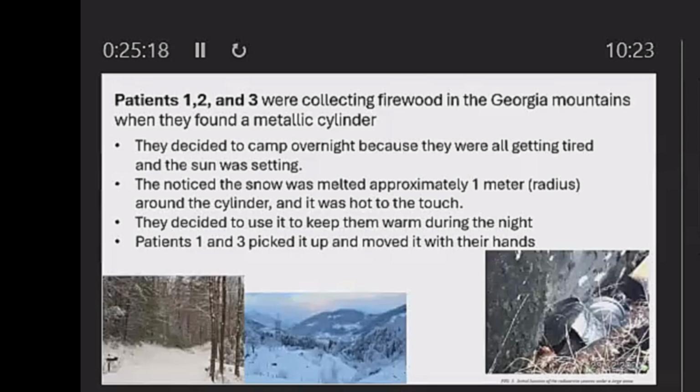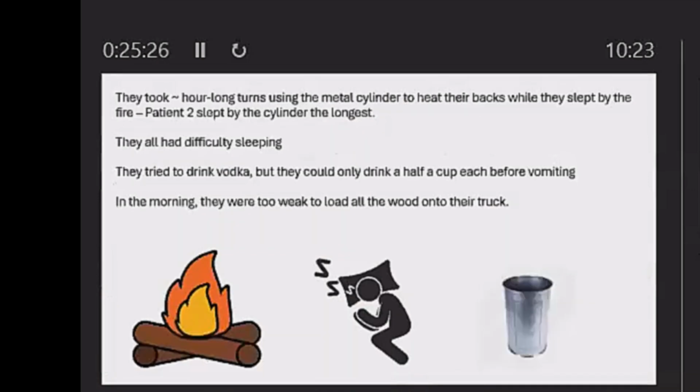So patients 1 and 3 picked it up and moved it over by their campfire with their hands. So they did this. Here's their fire. They took about like 1 hour turns sleeping, and they warmed their backs or their legs with the source. Patient 2 slept by the cylinder the longest.